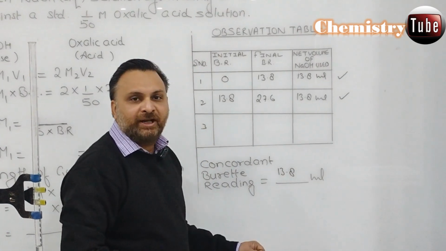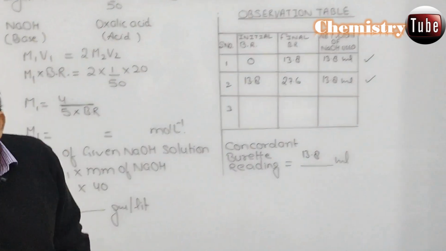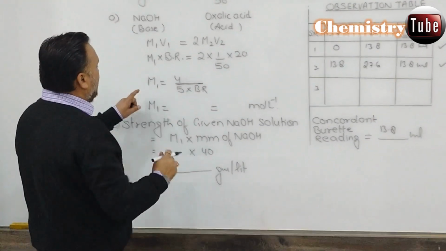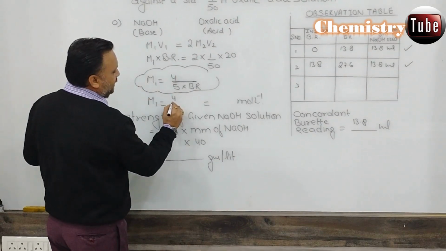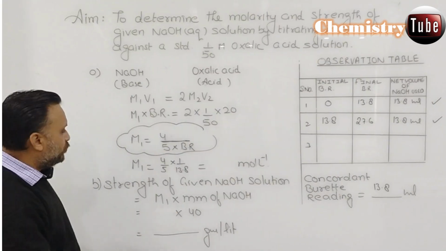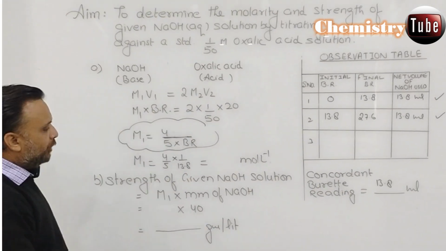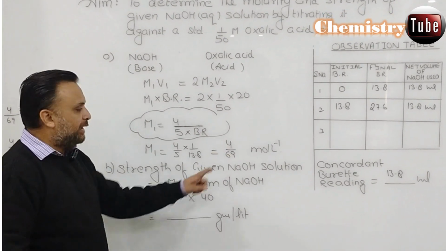Now it is time to calculate the molarity of the given NaOH solution. Okay, let us place it here. Now, our formula for molarity was 4/5 into 1 upon the burette reading. I will apply it here, 4/5 into 1/13.8. Now it comes out to be 4/69 moles per liter. You can calculate it further.